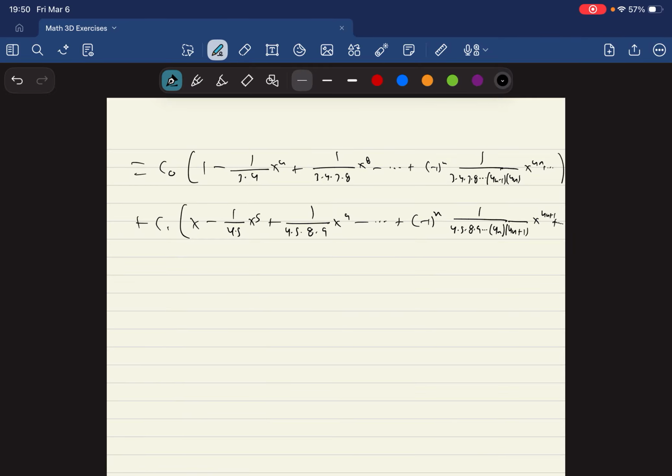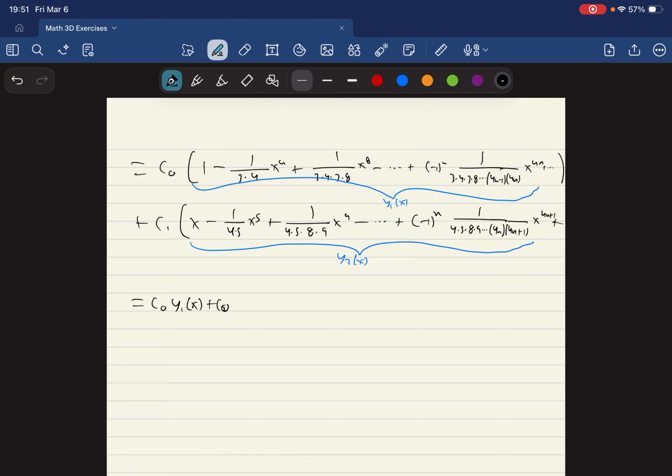And so this would be the series solution for our problem. If we wanted to make it more concise, we could give a name to this first series, call it y1 of x, and this second series, y2 of x. And then we could simplify this solution to this. But again, the series solution is this one above, where we actually write out the series.